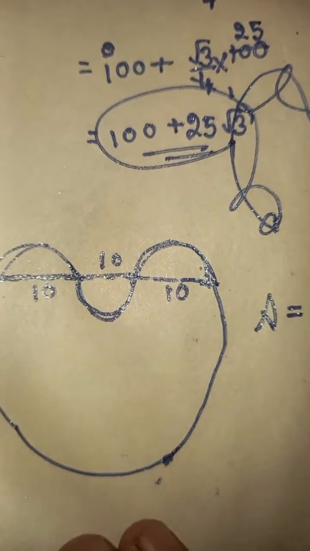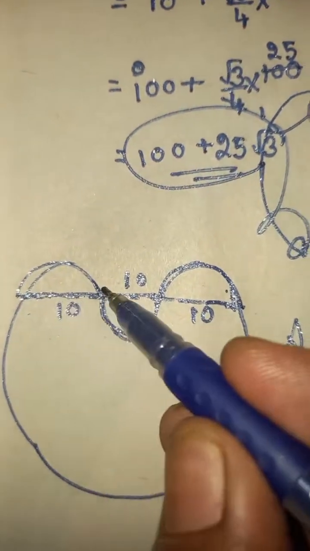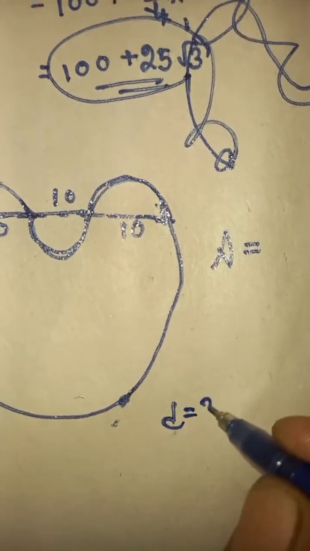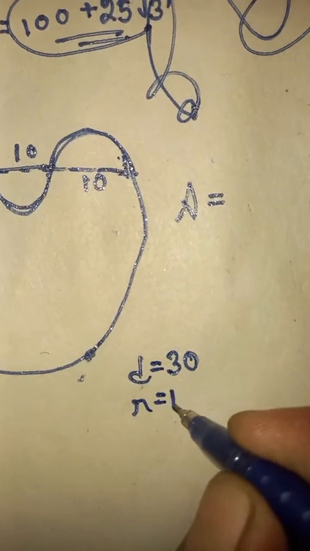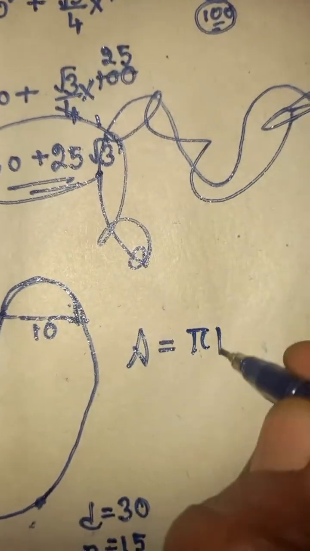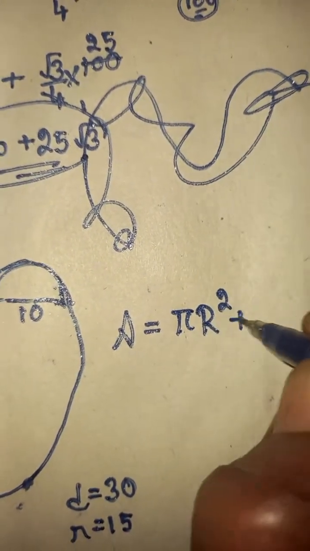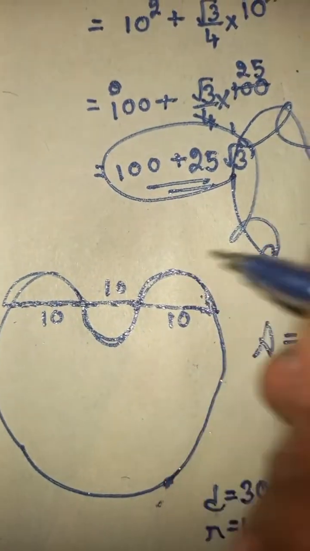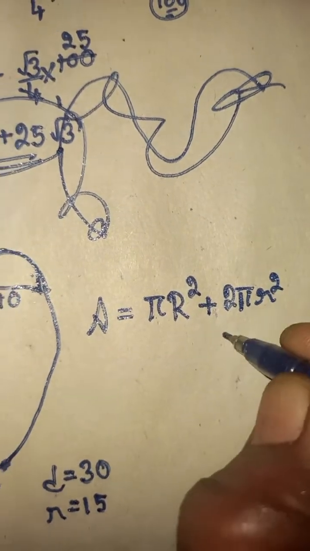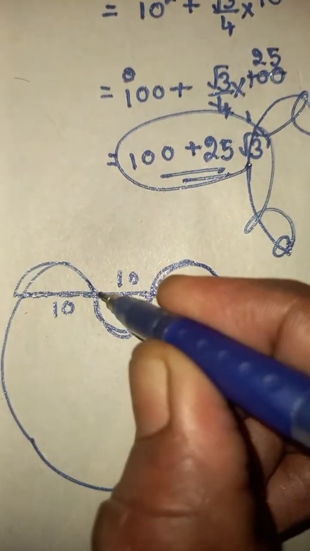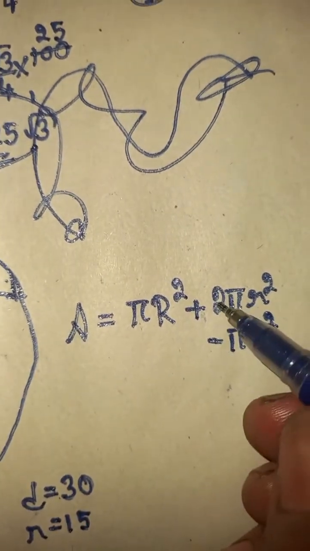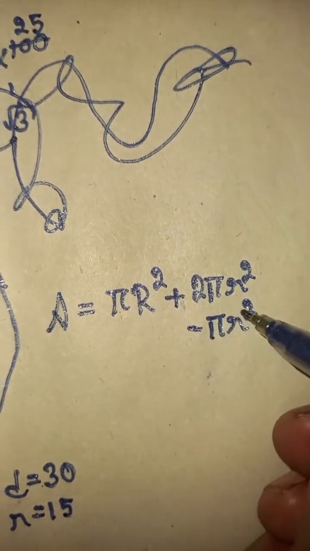You need to find it out. You're going to get here, this is 10, 10, 10. So this bigger semicircle diameter is 30 units, so the radius becomes 15 units. So the area is pi capital R square plus 2 times the small semicircle, so it is 2 pi small r square minus this same small semicircle pi r square. Now you're going to get 2 pi small r square minus pi r square.